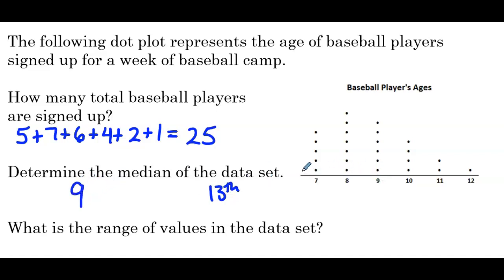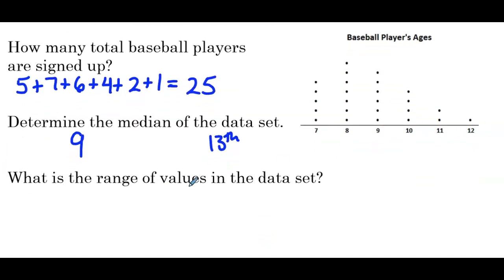And again, if we were to list all these values out, represented by each dot, from least to greatest, the middle value of the data set would be 9. What is the range of values in the data set? So that's the difference of the maximum and minimum values. So in this case, the maximum age is 12, minus the minimum age, which is 7. So the range of values here is 5. Right? There are 5 years between the lowest and the highest ages.